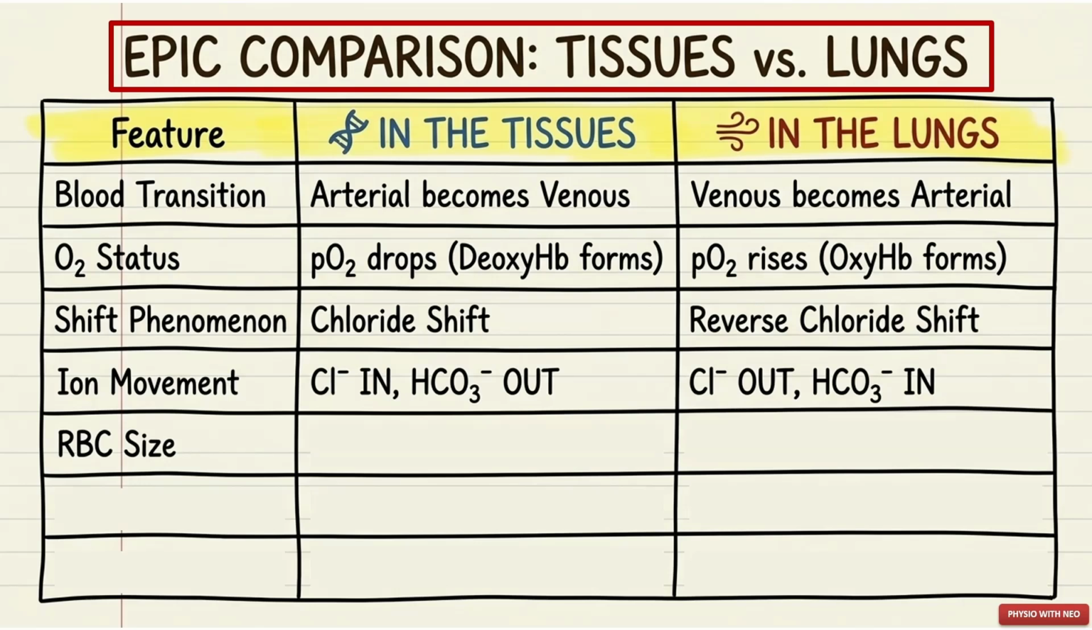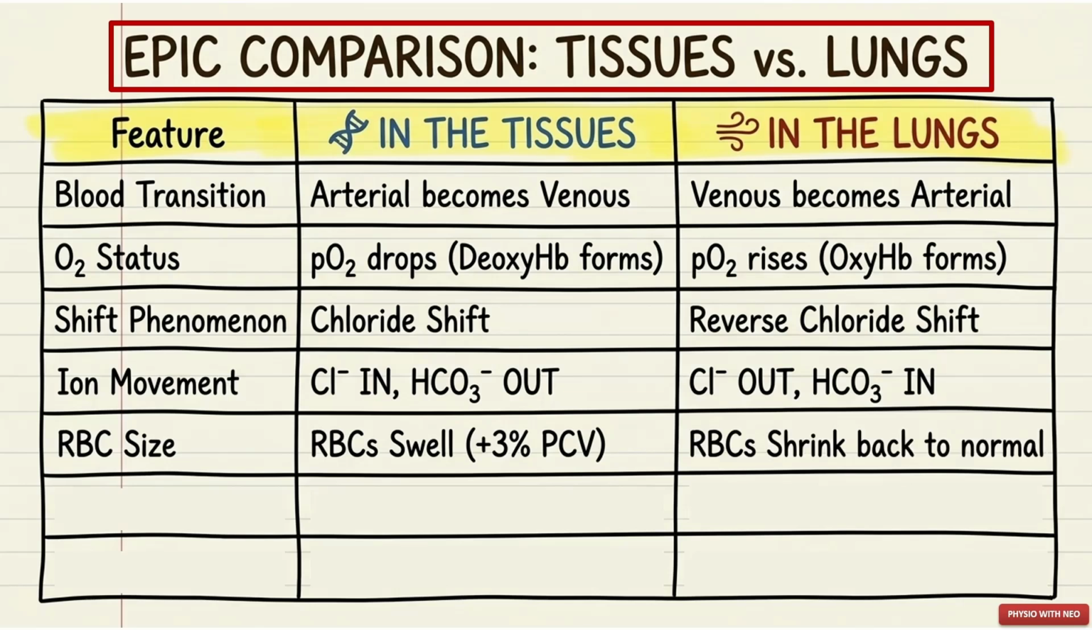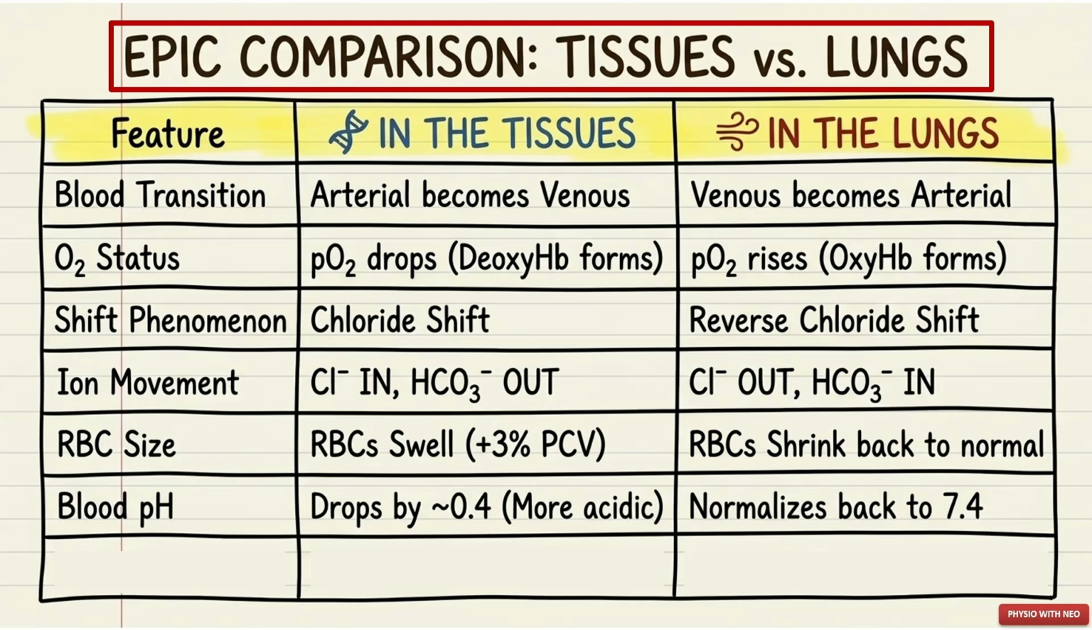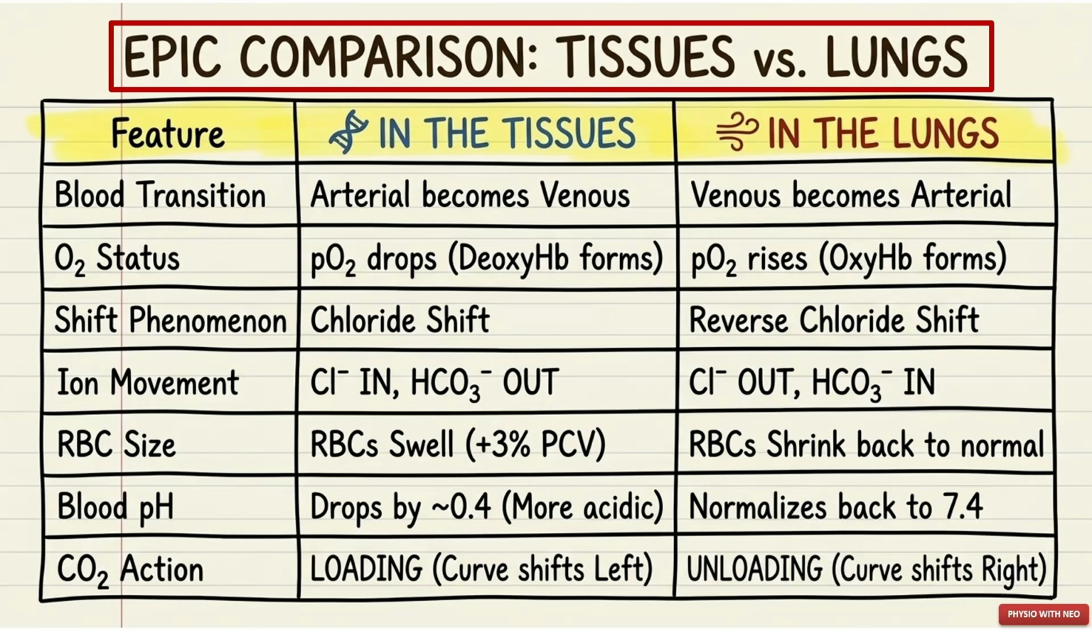RBC size: in the tissue, RBC swells up, that is the PCV rises by 3%, whereas in the lungs, RBC shrinks back to normal. Blood pH drops by 0.4 because it is more acidic in the tissue. In the lungs, it normalizes back to 7.4. And lastly, the carbon dioxide action. In the tissue, loading occurs, that is the curve shift to left, whereas in the lungs, unloading, that is the curve shift to right. Think of it as two opposite processes happening in opposite organs.